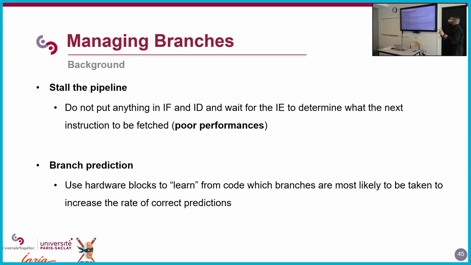So the thing is, we could do two things. We can stall the pipeline, but again, we are decreasing the performance. Or we can predict something. So we can use some hardware blocks in order to learn the probability to execute branches, to execute jumps, okay? So far so good, but what happens if the prediction is wrong?